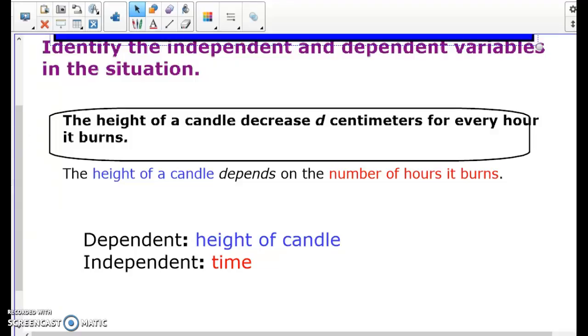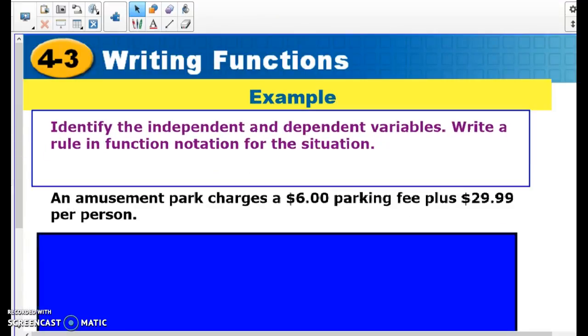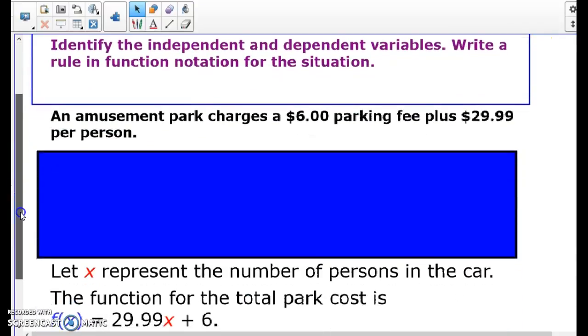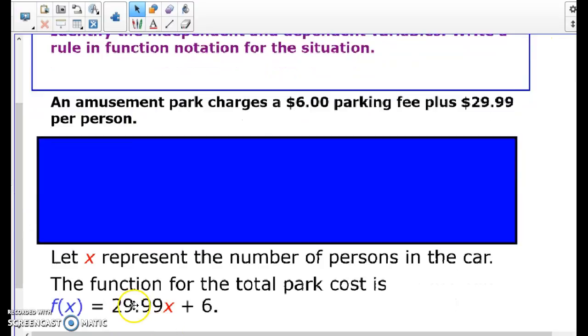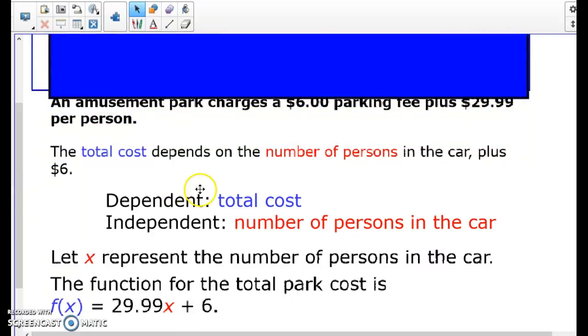Let's get to ones where it talks about some money. An amusement park charges $6 parking fee plus $29.99 per person. So here, you wrote it out. If you're going with x amount of people, you can figure out how much it's going to cost you. So the cost depends on how many people you are bringing, so how many people are in the car with you. If you have 5 people in the car, it's going to cost you a lot more to go than if it's just you and a friend. So the cost will depend on how many people you have going.